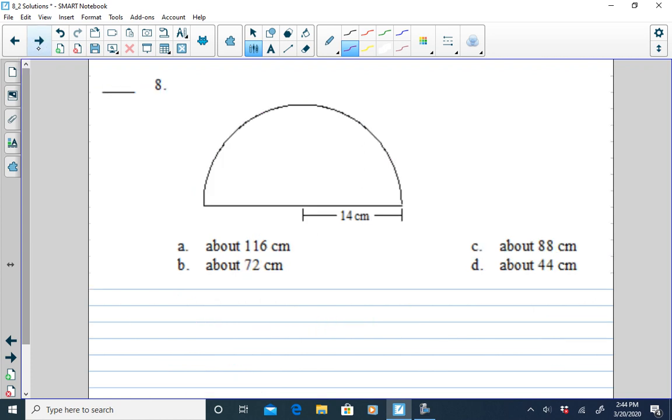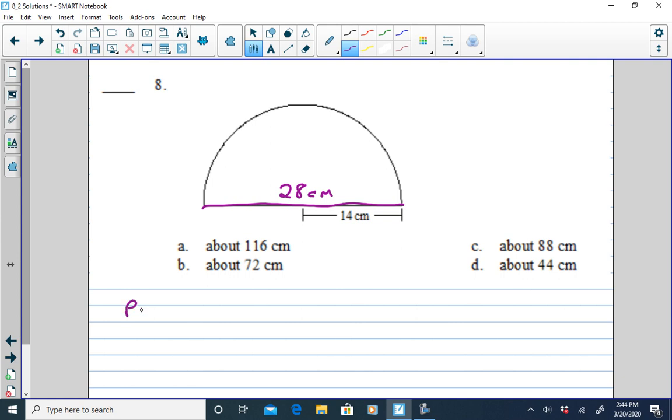Question number 8. Similar type of problem, but instead of being given the diameter, we're given the radius. Alright, but we know that the diameter is 2 times the radius here. So if the radius is 14, we know then that the diameter is going to be 2 times 14, right, which is going to be 28 centimeters. So we're going to do the problem the same way we did the last one, and now we're going to use 28 for our diameter.